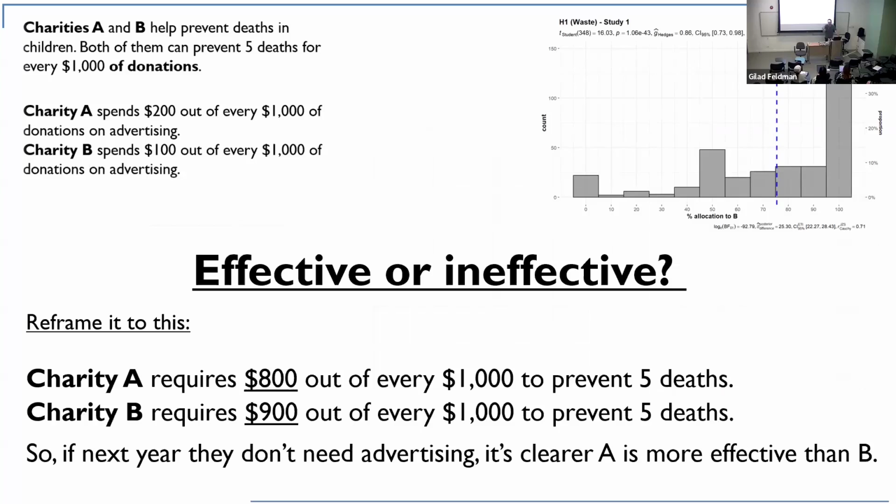So if, for example, in the following year you don't need advertisement anymore because everybody knows that charity, then actually A is more effective. So it could be that a lot of people are going to charity B, but they're making a mistake because charity A is the more effective one. Okay. So this is a demonstration with a single question showing a cognitive bias.